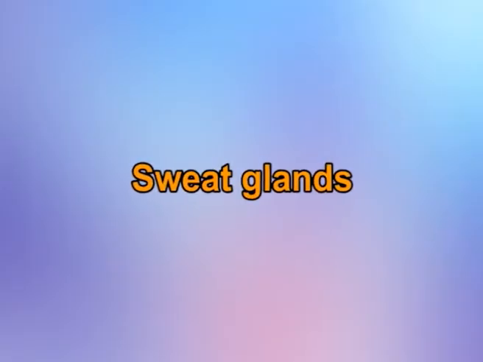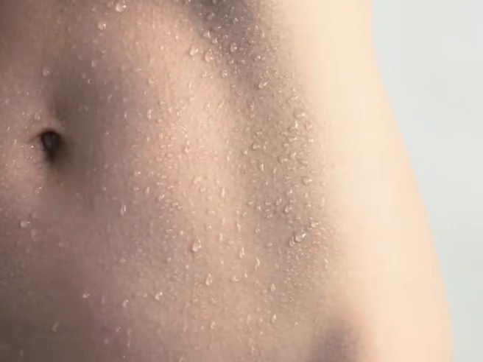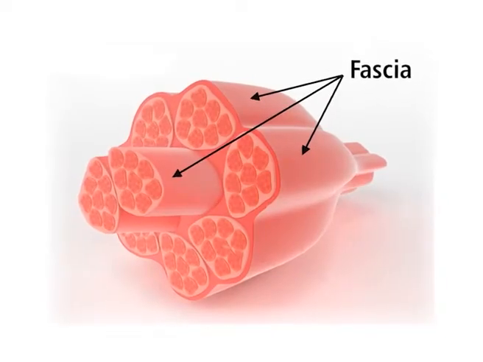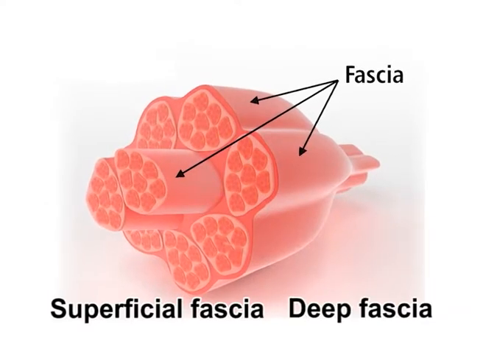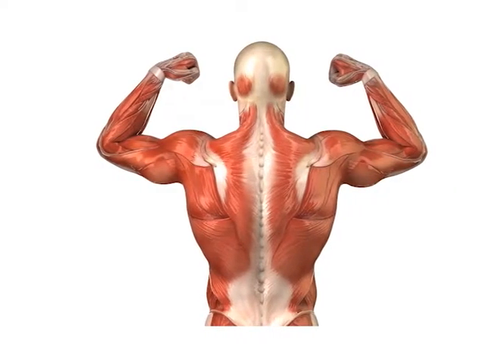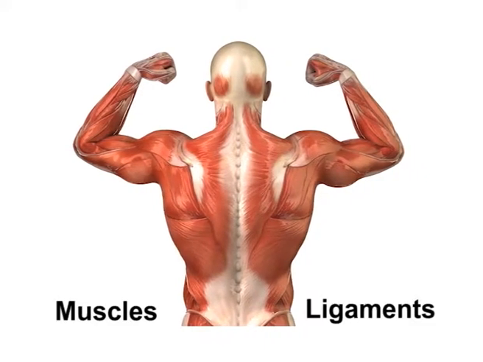Sweat glands. Sweat glands are coiled tubular glands found in most of the skin. The secretory portion of each gland lies in the fascia with a duct that runs up to the surface of the skin. The fascia is divided into two types, the superficial fascia and the deep fascia, which forms the following structures. Investing fascia. This part of the fascia covers deeper structures such as muscles and ligaments.